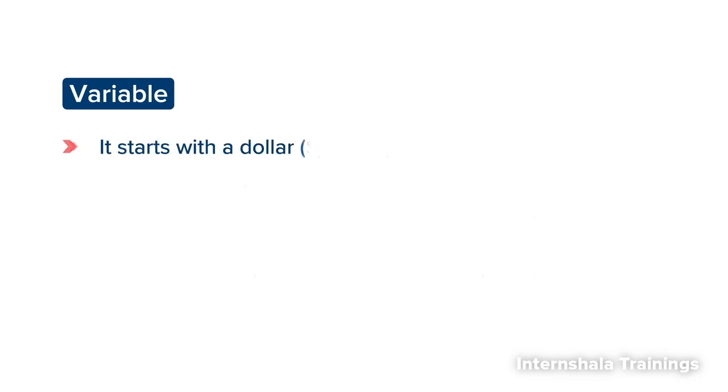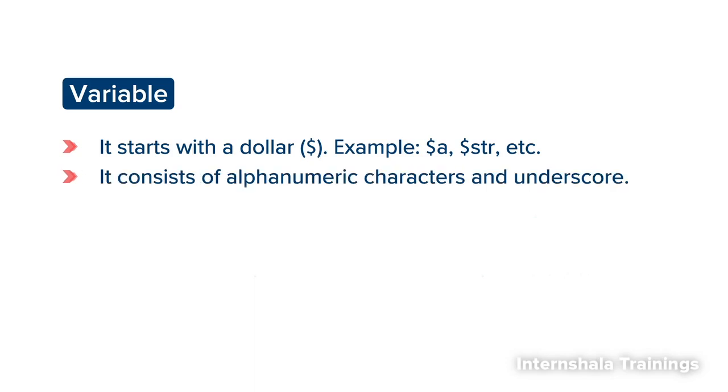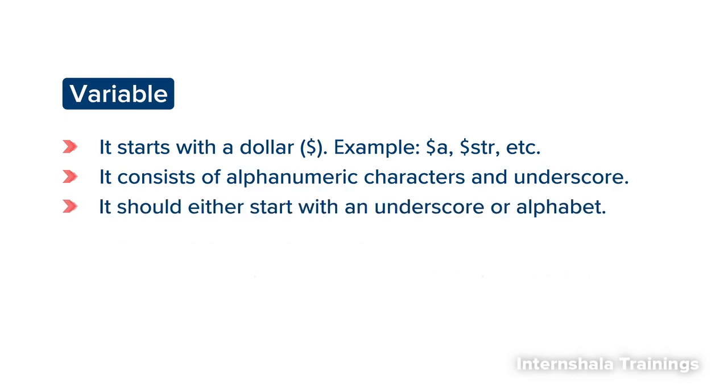In PHP, a variable starts with a dollar symbol, followed by its name. For example, $A, $str, etc. A variable name can consist of alphanumeric characters and underscore. A variable name must start with either an alphabet or underscore. It cannot start with a number.